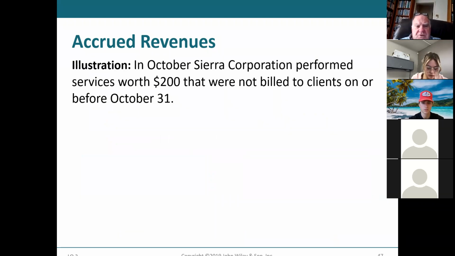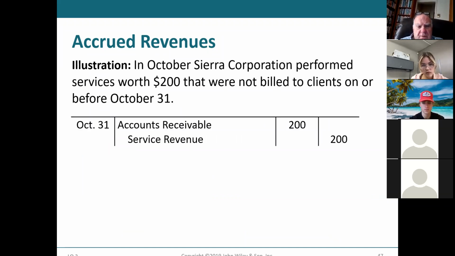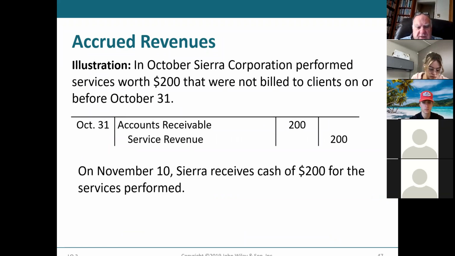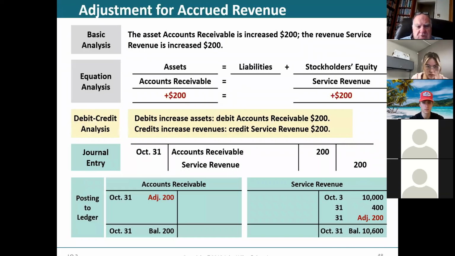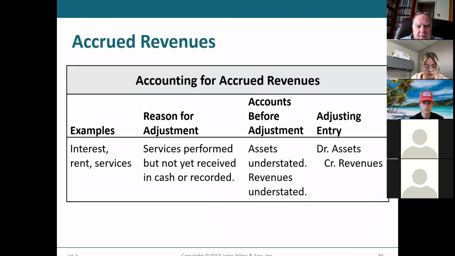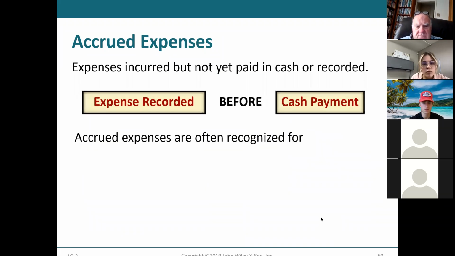Here we go. We perform services, but we haven't billed them out to a customer. We better make sure we record that. That's not really an adjusting entry. We know that from chapter 1. Accounting for accrued revenues: interest, rent. Assets would be understated, revenues would be understated if we did not do these things.